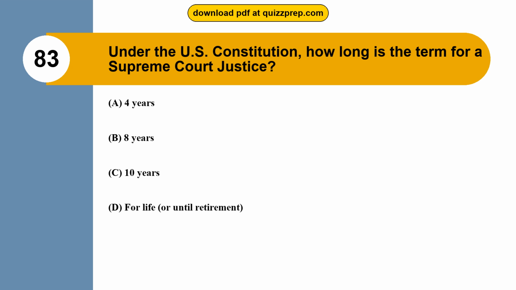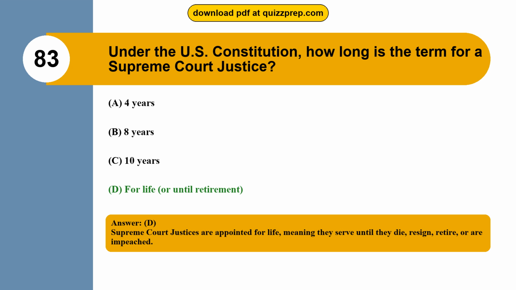Question 83. Under the U.S. Constitution, how long is the term for a Supreme Court justice? Option A, 4 years. Option B, 8 years. Option C, 10 years. Option D, for life, or until retirement. The correct answer is option D, for life, or until retirement. Supreme Court justices are appointed for life, meaning they serve until they die, resign, retire, or are impeached.